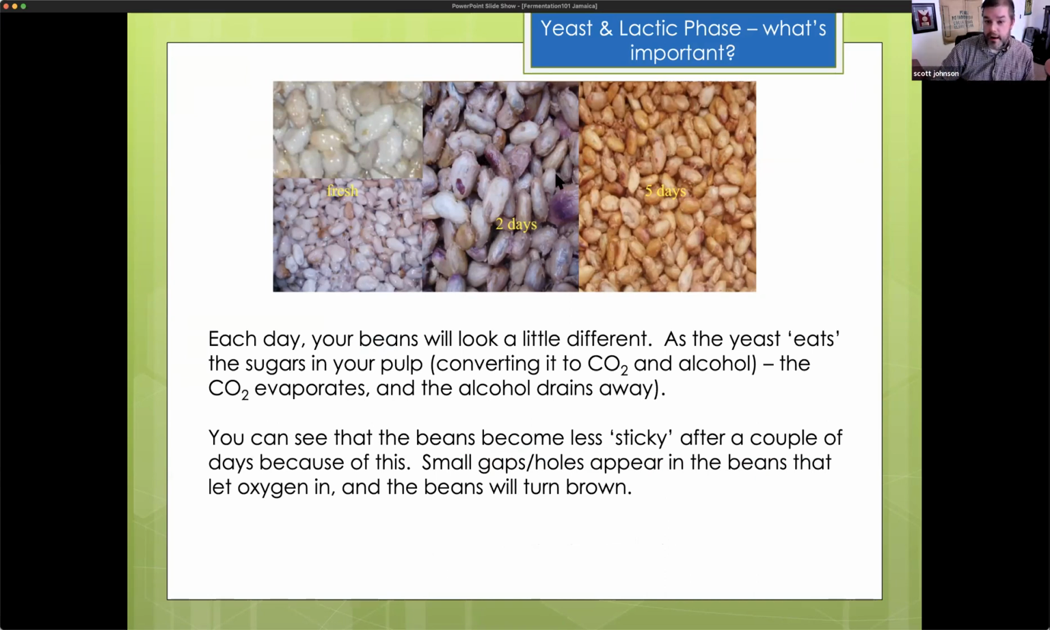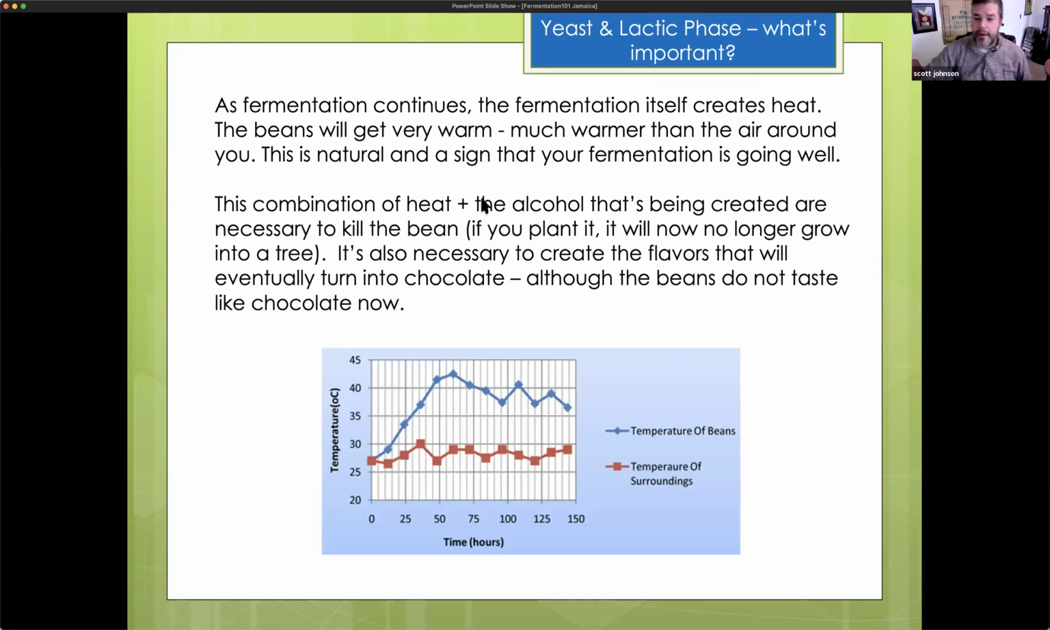Part of what's happening over time is, of course, your color is changing. We're going from this nice white, milky color to this brownish color of a well-fermented bean, and that's a good visual sign that things are doing what they should be doing. Temperature is also increasing, because as your yeast eats that sugar and makes alcohol and carbon dioxide, it's also generating heat. If I stick a thermometer into my fermentation pile, I can measure the amount of heat being generated over time.